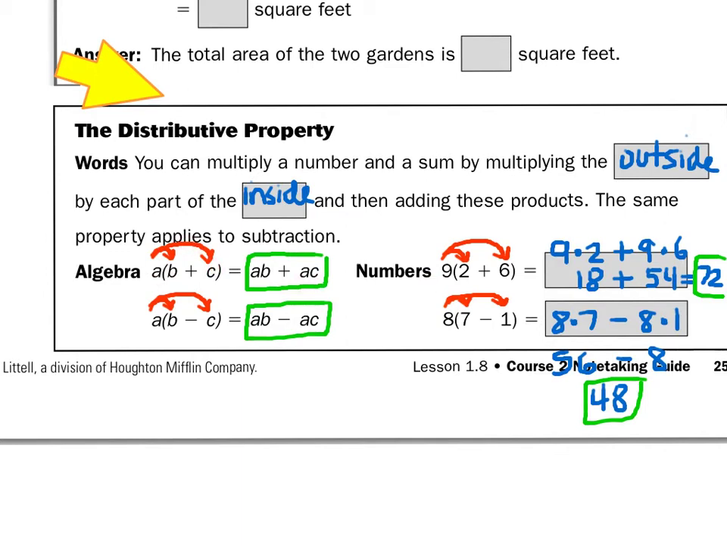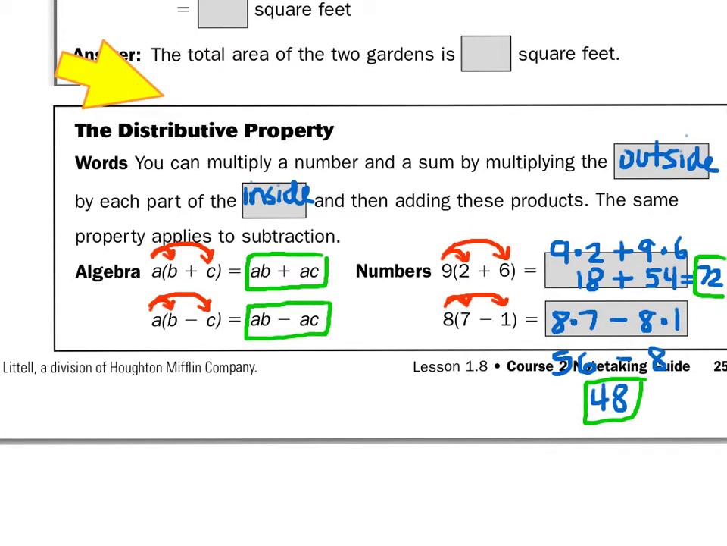Now take a look at the number example. Let's say I had 9 on the outside times the quantity 2 plus 6. We'll circle that 9 and draw a rainbow to the 2. That means 9 times 2. So notice how I wrote that there. And then I copied the plus sign and then grabbed the 9 and drew a rainbow to the 6. 9 times 6. Now in this case I can simplify. So 9 times 2 gives me 18, and I copy the plus, and 9 times 6 gives me 54. And of course 18 plus 54 would equal 72, and I would box my answer.